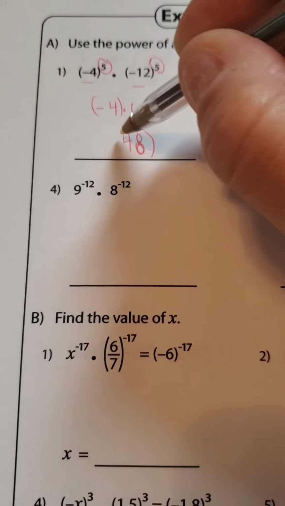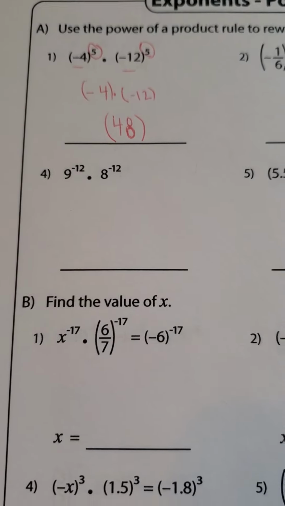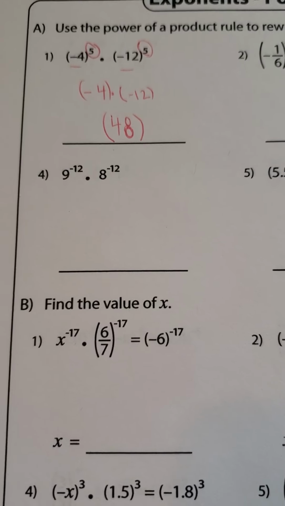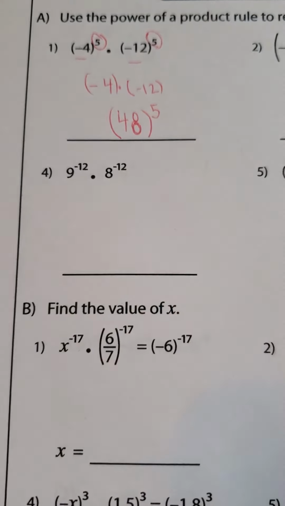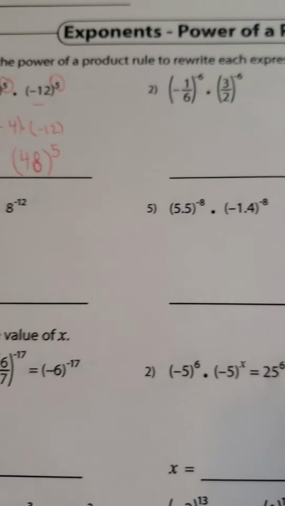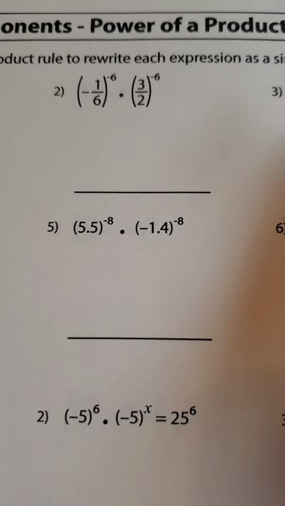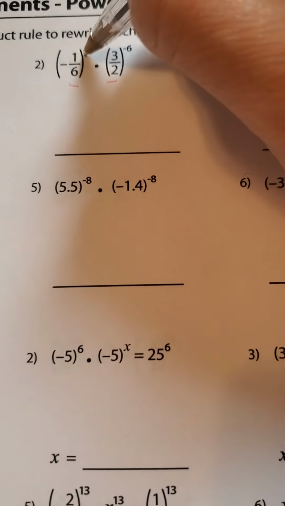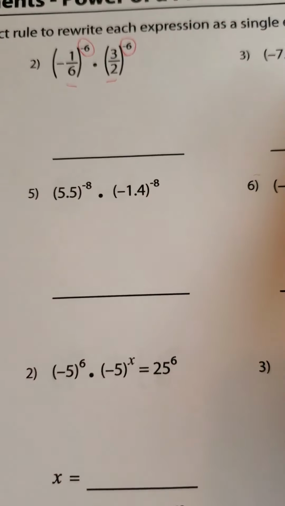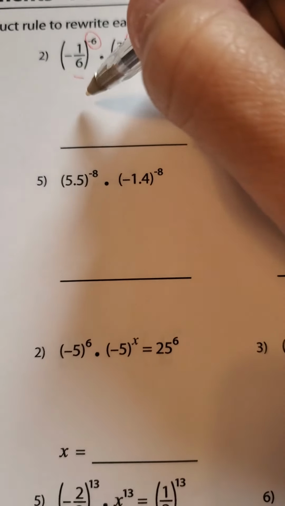When we write our answer, though, it asks to use the power of a product rule to rewrite each expression as a single exponent. So we also do want to include that exponent. Question number 2. Again, bases are different, and this time the bases are fractions, but those exponents are the same. So we're going to go ahead and multiply those bases together.